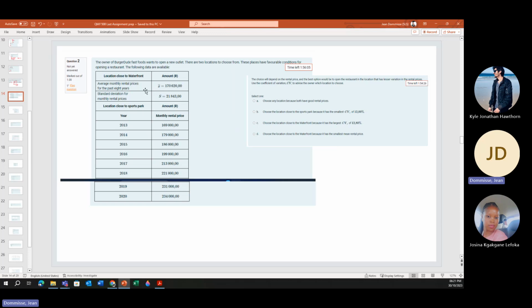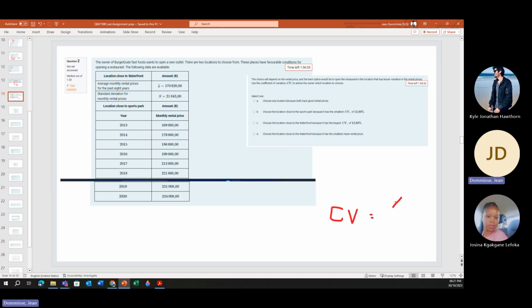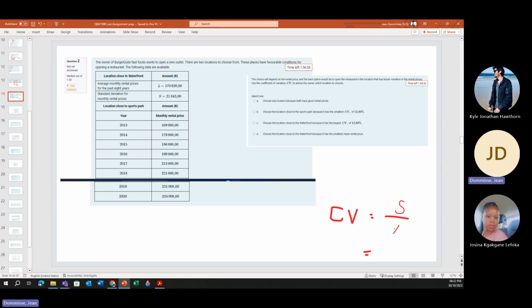Coefficient of correlation. If I have it correct, is, oof, and I'm hoping I'm not making a mistake now. I'm just quickly going to check if it's not the other way around. Yeah, other way around. So it is your standard deviation divided by your mean, times 100%. So they give us the standard deviation. For this one, you actually have all the data, but it's not needed.